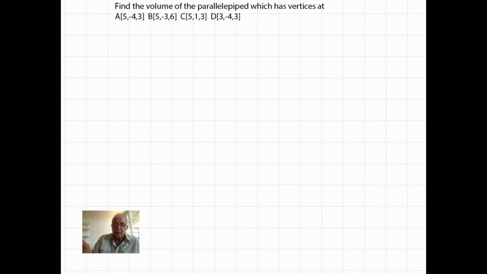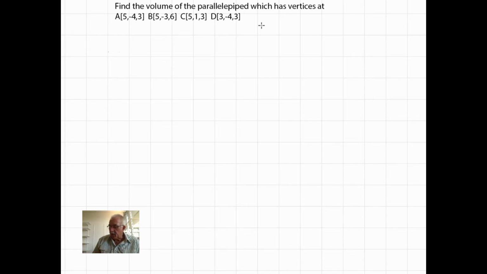This question asks us to find the volume of the parallelepiped, which has vertices at A, B, C and D. As soon as we see volume, we know it's not the cross product, because the cross product is area. We know it's not the dot product, because that's a scalar quantity, which is good, but it allows us to calculate angles, etc. And we know there's one other one, and that's the scalar triple product. So we're going to find the scalar triple product to calculate the volume.